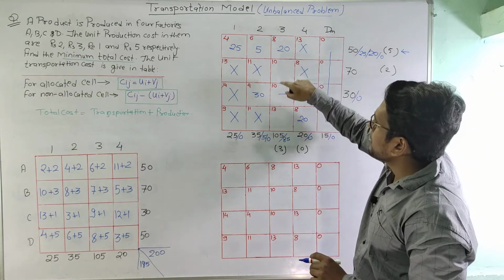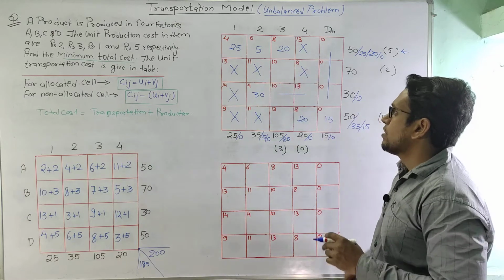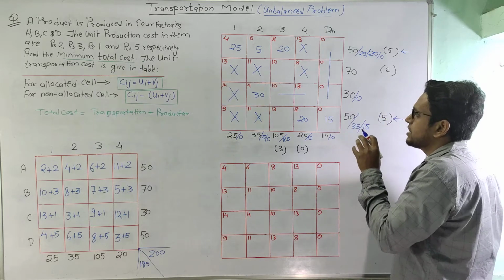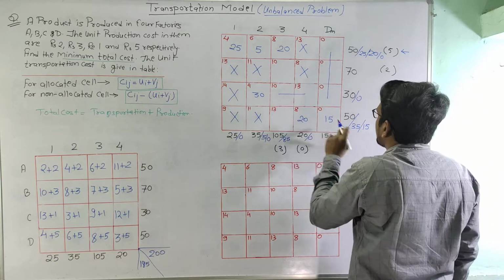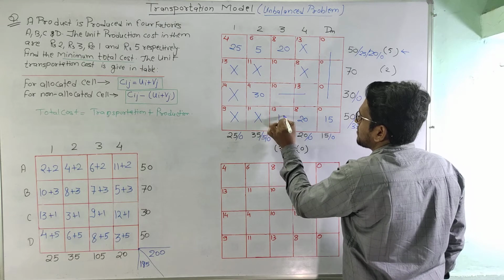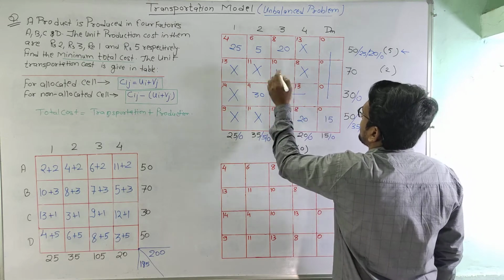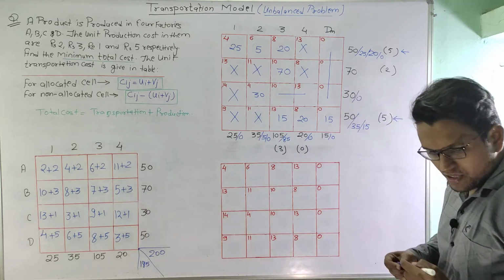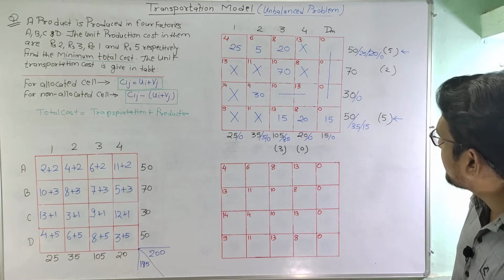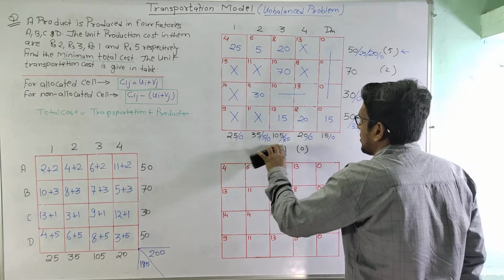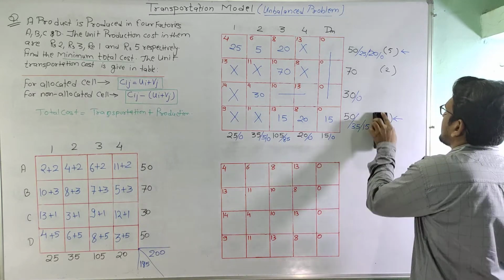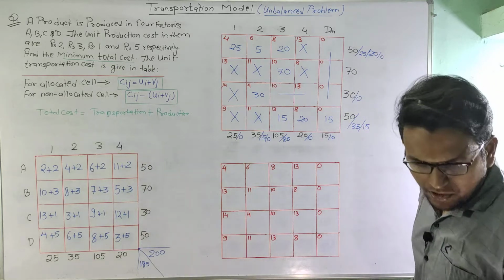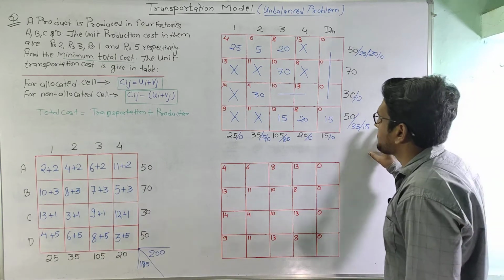Now we have only one column remaining, so we do not have a choice now. We need to allocate the remaining in these two cells only. So 15 here, this 15 is allocated. Similarly 70 here, this 70 is allocated. So now this has been our basic feasible solution, and now we will check this basic feasible solution for optimality.